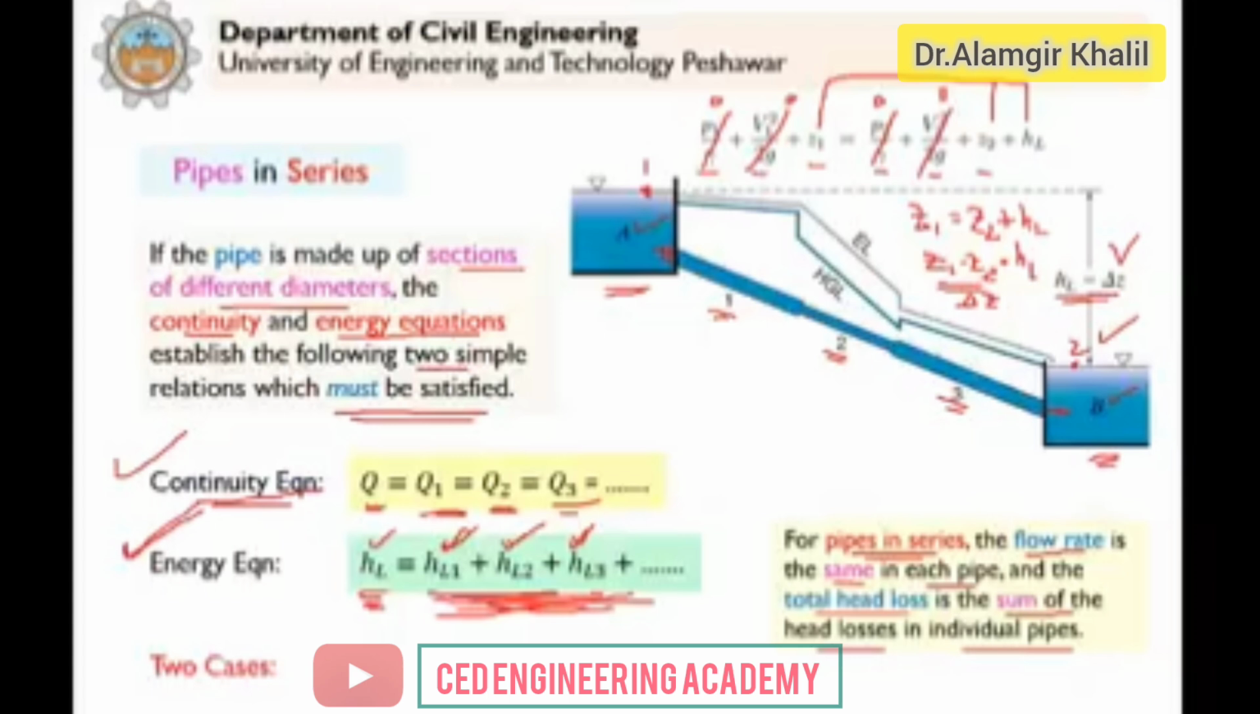Clear? So now, to do the analysis of pipes connected in series, we can have two cases. The first case is that discharge will be given to us, and it will be required to calculate the head loss. And the second case is that head loss is given, and it will be required to calculate the discharge. So when we have pipes connected in series, we can face these two types of problems.